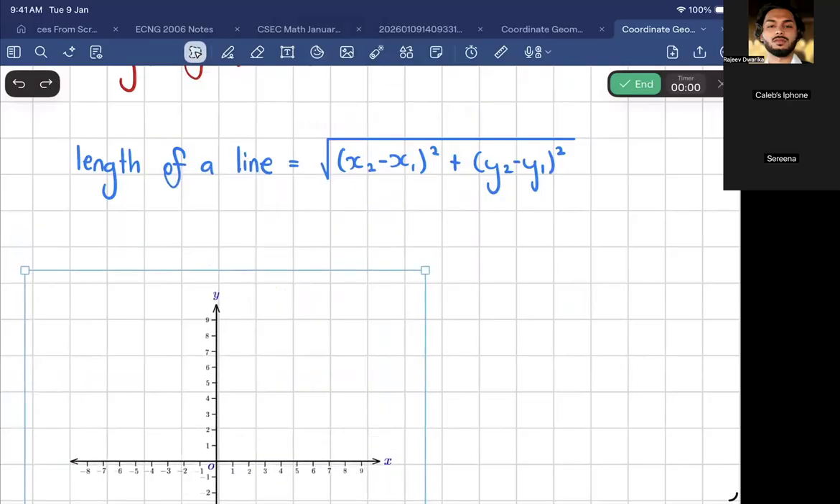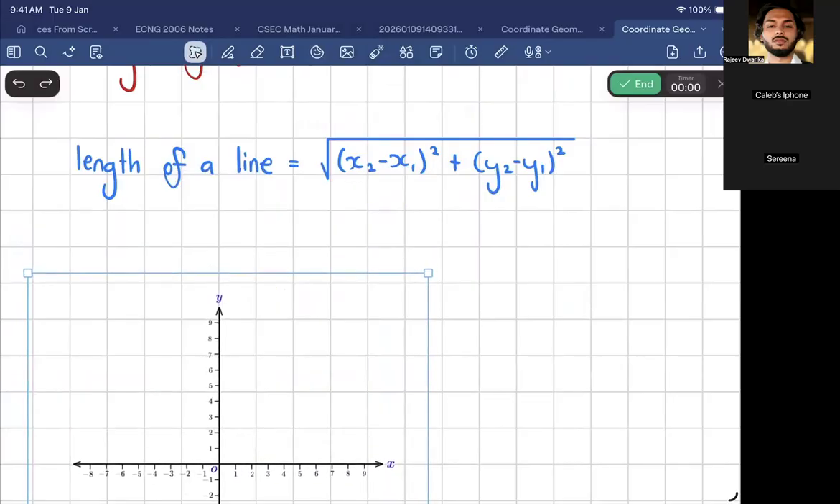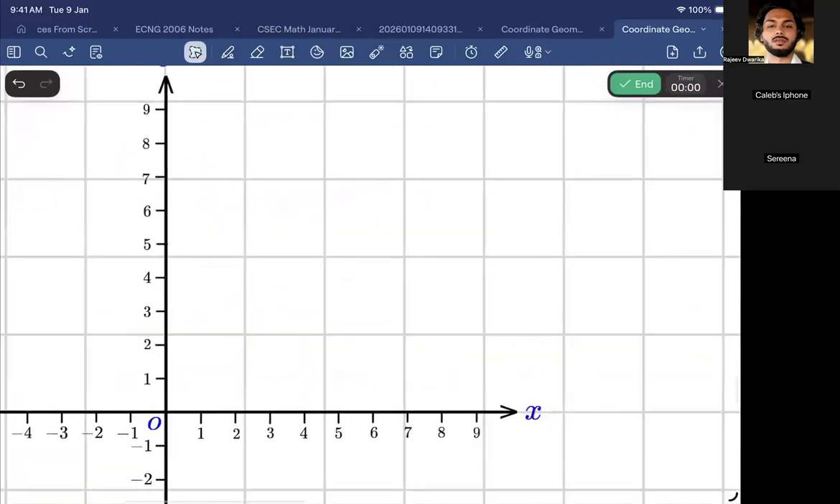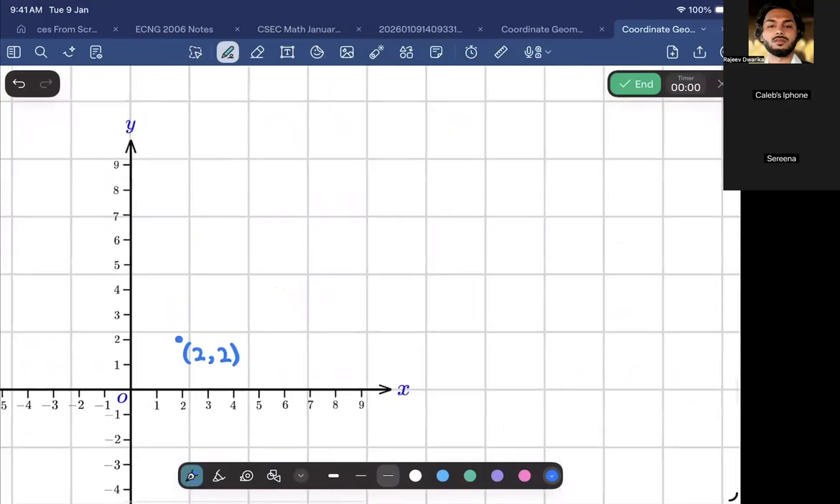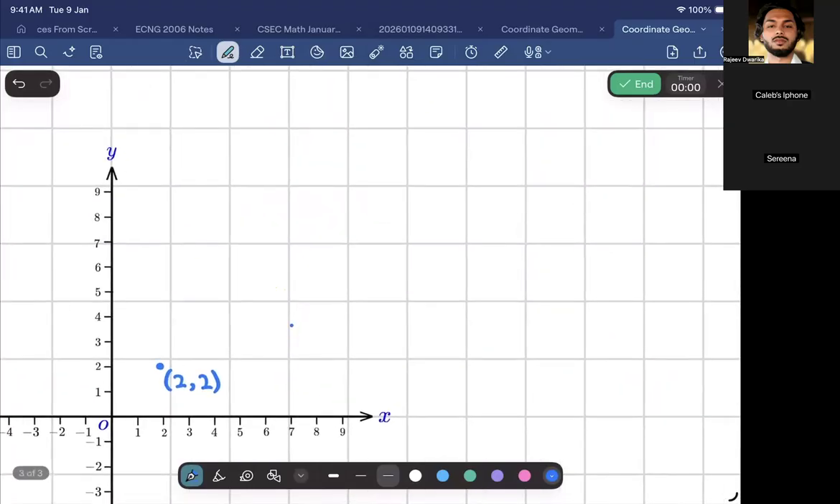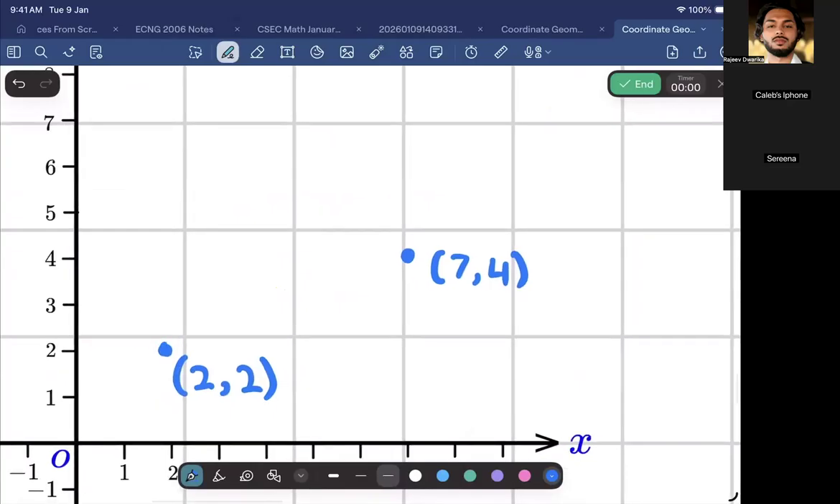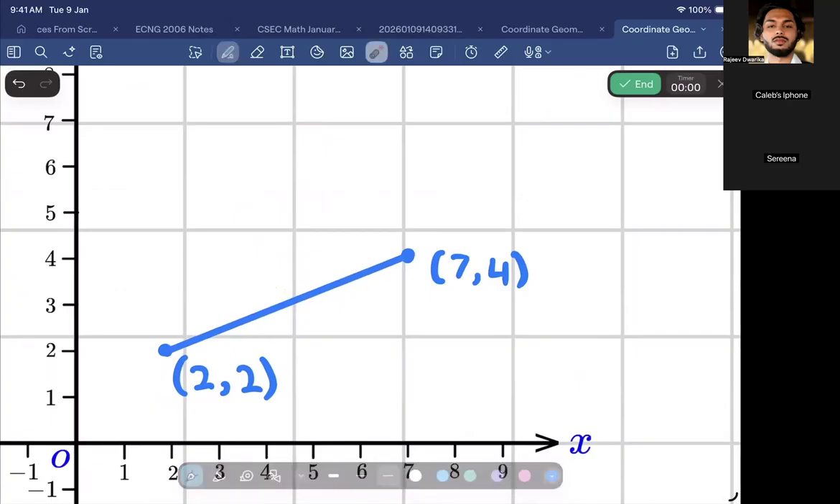Let me show you something. So, Caleb, let me just say I had a point over here. Could you tell me what the coordinate for that point would be? 2,2. And what about this point over here? 7,4. So then that line segment will be this over here, and then this over here. Now let me show you something. Check this out.